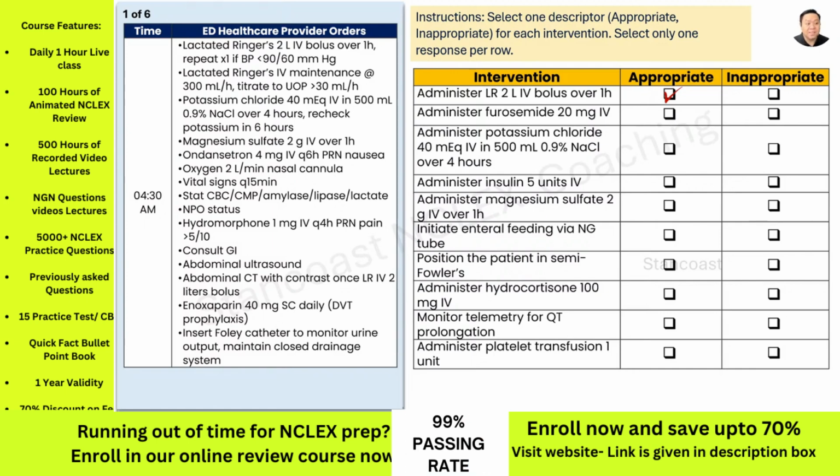Moving into the next intervention, it says administer furosemide 20 milligrams IV. The answer is inappropriate. You should not give the furosemide this time. This is a loop diuretic, which is a powerful diuretic drug. The patient in this case is already volume depleted, I should say severely volume depleted. And taking note of the urine output, he only had about 5 mL per hour. Now, if you give this loop diuretic, this can worsen the hypovolemia.